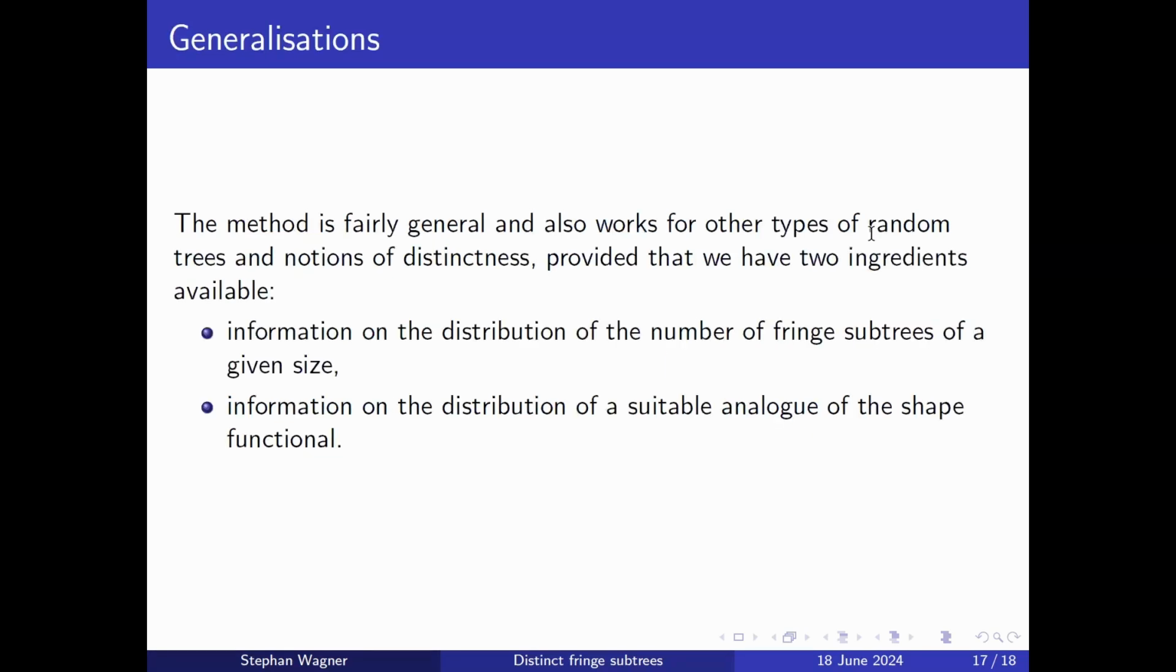So the method in and by itself, I only presented it for random binary search trees, but actually the method is reasonably general. So it does work for other types of random trees and also other ways of defining what distinct might mean, provided that you have information on the distribution of the number of fringe subtrees of a given size. So that was one of the key things that we needed. We knew exactly what's the expected number of fringe subtrees of size k in a random binary search tree. And also we need information on the distribution of, well, an analog of the shape functional. So something that matches this.